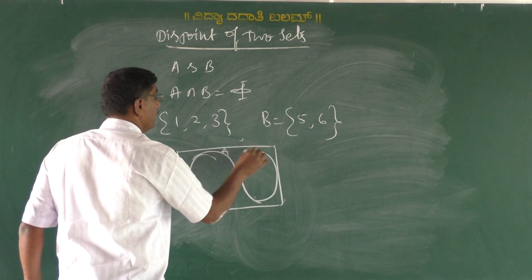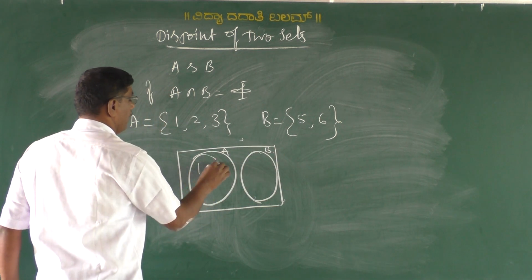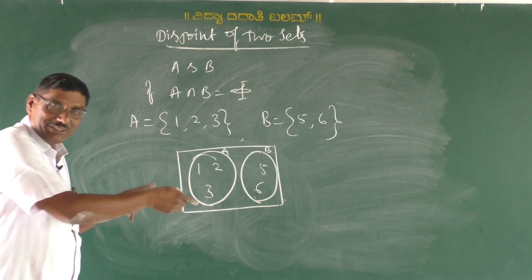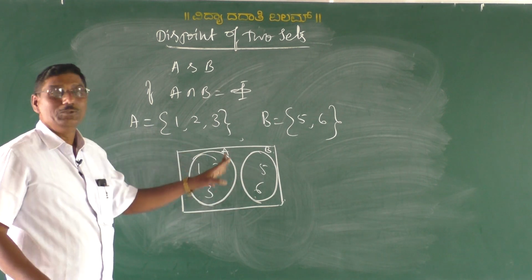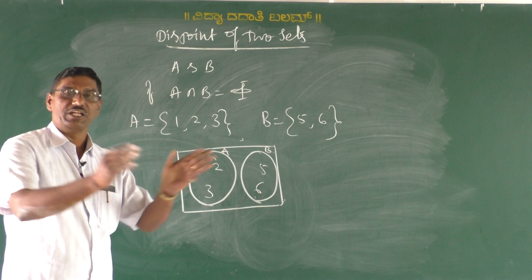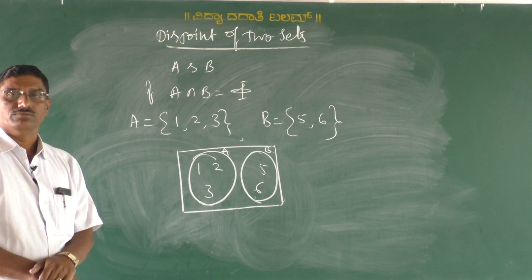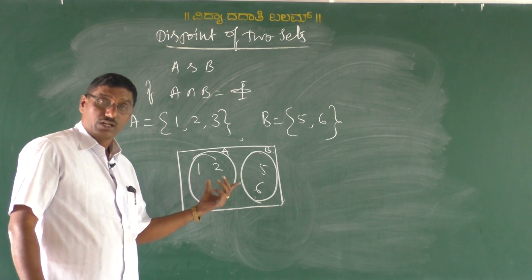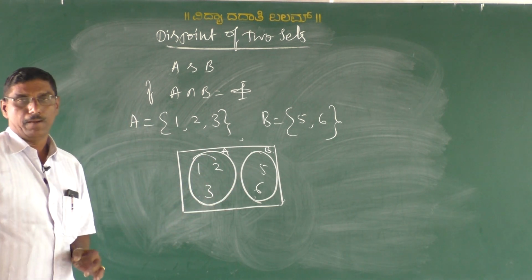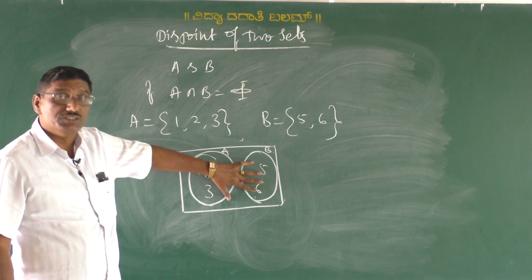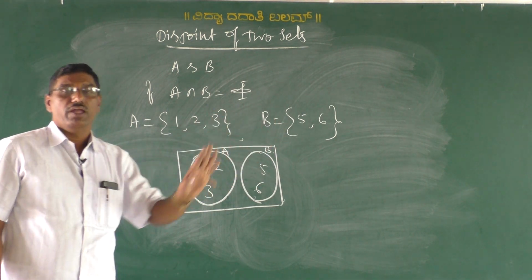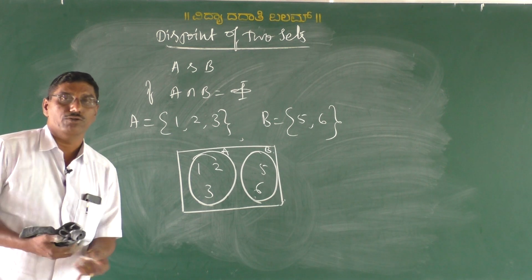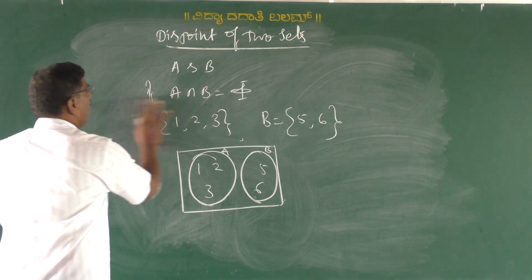this is the set A, this is the set B. 1, 2, 3, 5, 6. There is no intersection of the two sets, since there are no common elements. Are you understood? These two sets represent disjoint sets, since there are no common elements. Next one we have to move on.